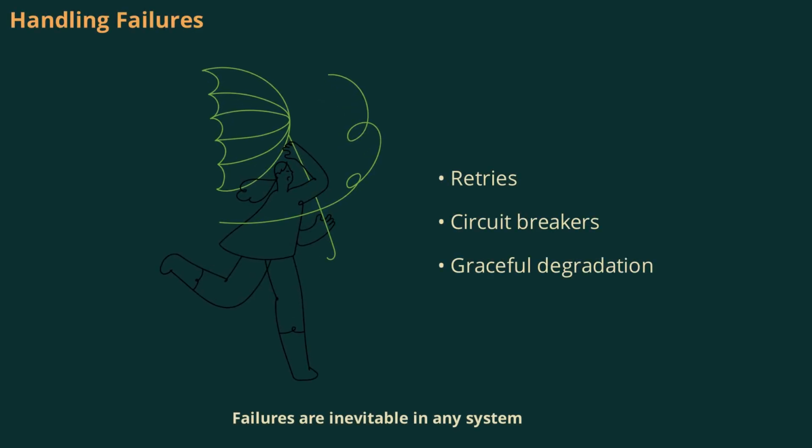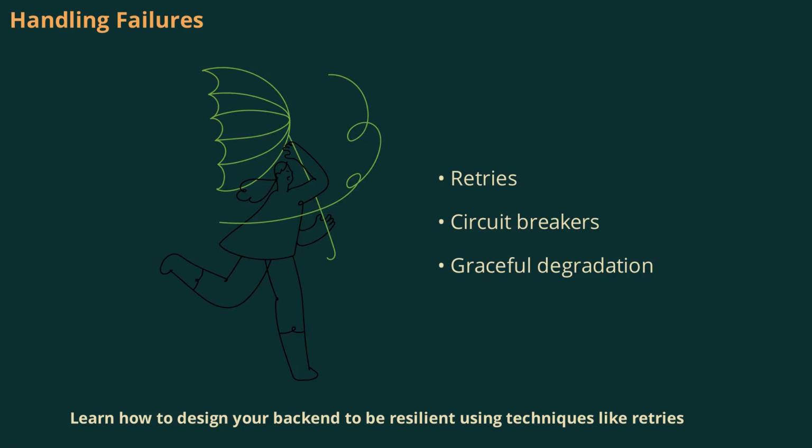Failures are inevitable in any system. Learn how to design your backend to be resilient, using techniques like retries, circuit breakers, and graceful degradation. Building for failure ensures your application remains reliable even when things go wrong.